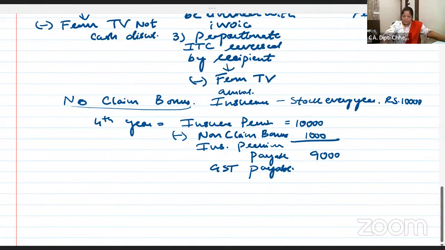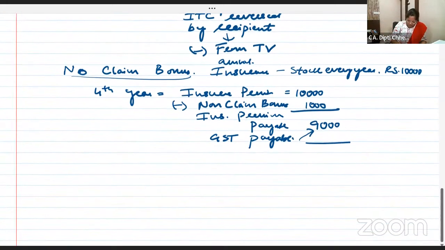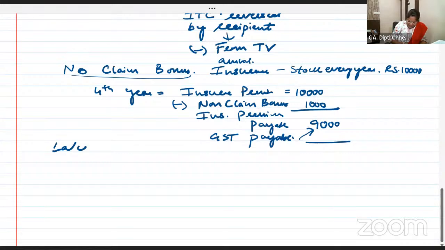Very good. Very good, Shrija. Your answer is correct. Okay, Satish, your answer is also correct. All of you are saying correct. GST will be payable on 9,000. So what is the conclusion? That no claim bonus. Conclusion. It is a latest amendment.